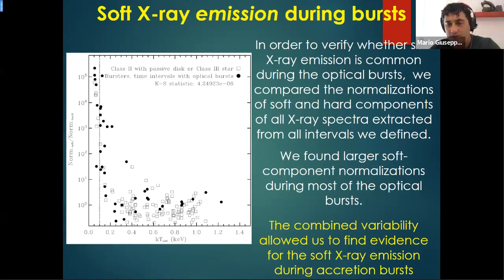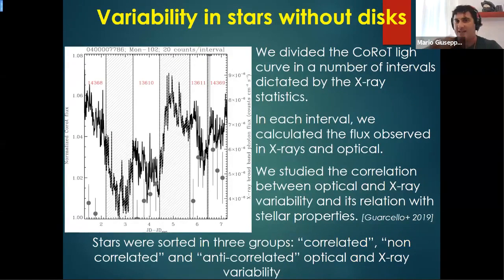So in the last minutes, let me show you what we have done for the stars without disk. We have repeated the approach, but this time what we have done was to sample the optical flux and the X-ray flux. So the optical, in this case, we have a light curve. This is the optical flux. This is the X-ray flux. In order to search for the correlation between the optical and the X-ray variability.